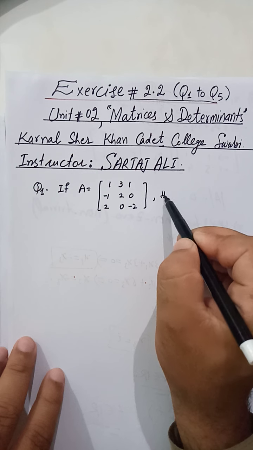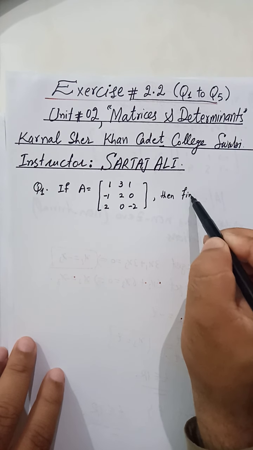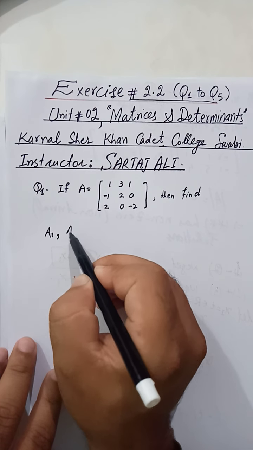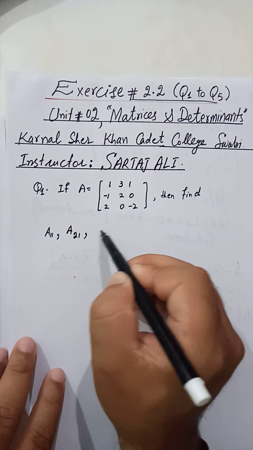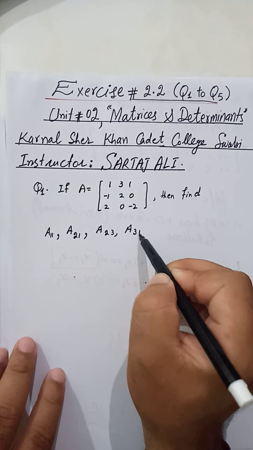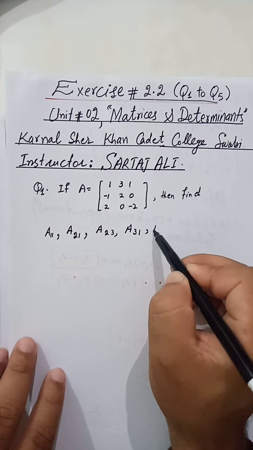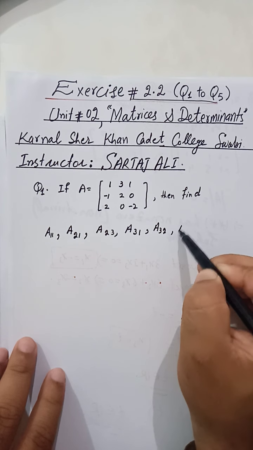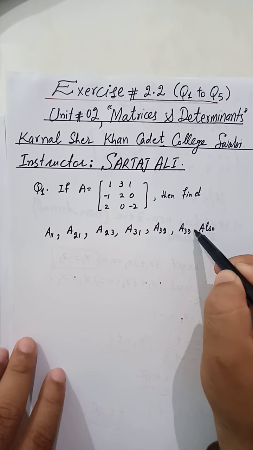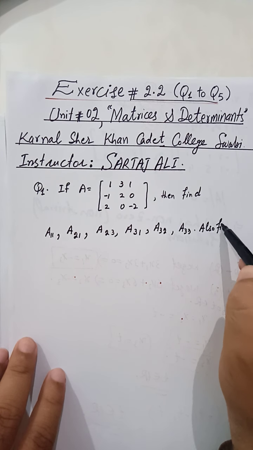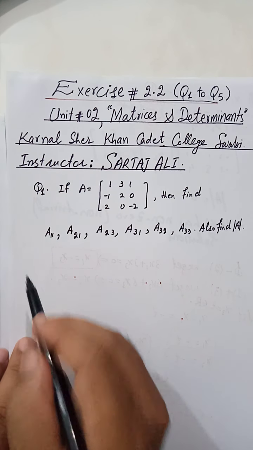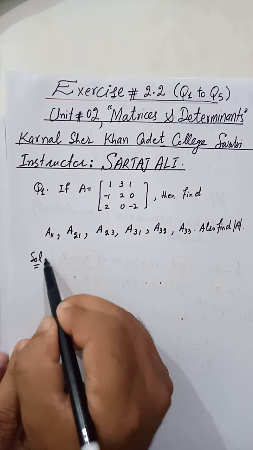We need to find out the cofactors A11, cofactor A21, cofactor A23, cofactor A31, cofactor A32, cofactor A33, and also we need to find out the determinant of the given matrix. Also find out the determinant. This is a sign for the determinant of the given matrix A.